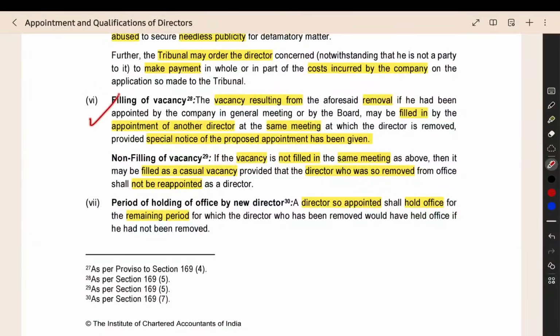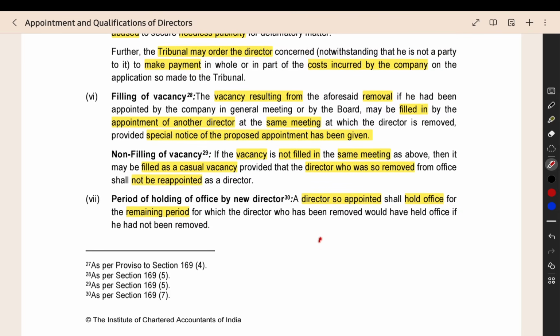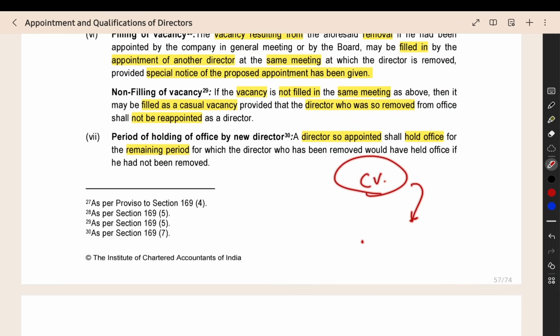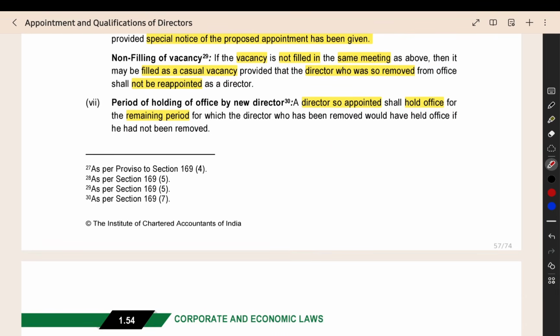Then, the vacancy resulting from this can be filled by appointing another director in the same meeting. If you are removing a director successfully, there will be a casual vacancy. This casual vacancy can be filled by the members in the general meeting in which they are removing him. In the same meeting you can appoint another person to fill that casual vacancy. And if they did not fill it, then the board of directors can appoint someone.